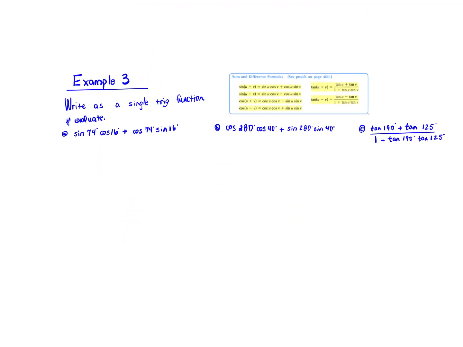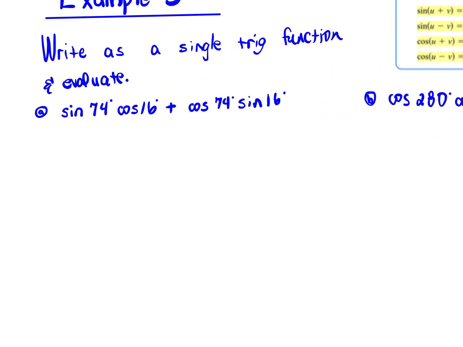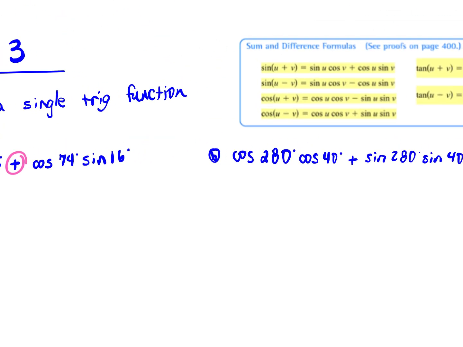So example 3, we're going to use our sum and difference formulas and write as a single trig function and evaluate. So here, these are written like the right side of our formulas. We have sine of 74 times cosine of 16 plus cosine of 74 times sine of 16. I want to figure out which of my formulas does this one match. Which one goes sine, cosine, then plus? So out of my formulas here, which one goes sine, cosine, plus? The first one. It goes sine, cosine, plus.